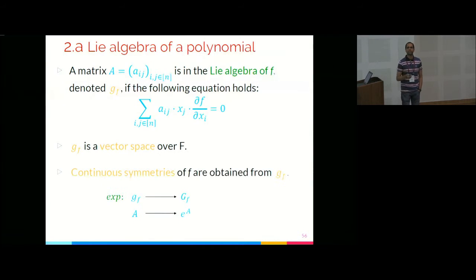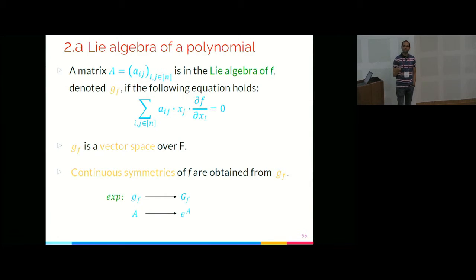It is easy to verify that this is a vector space over the field, and as before, let me give you the formal definition of continuous symmetries of a polynomial here. Okay, so we have the Lie algebra, and what we do is pick a matrix from it and look at the exponent of this matrix, which in the Taylor series expansion is just 1 plus A plus A squared by 2 factorial and so on.